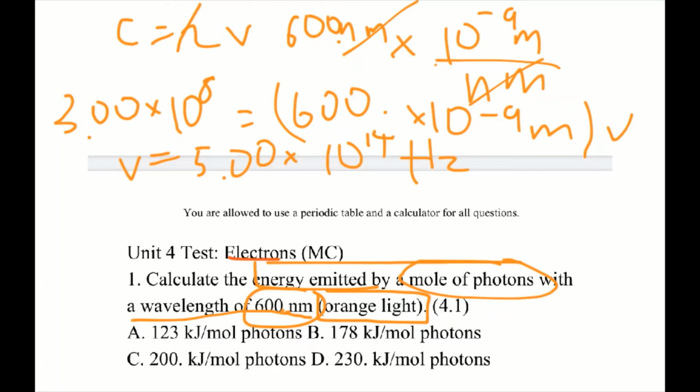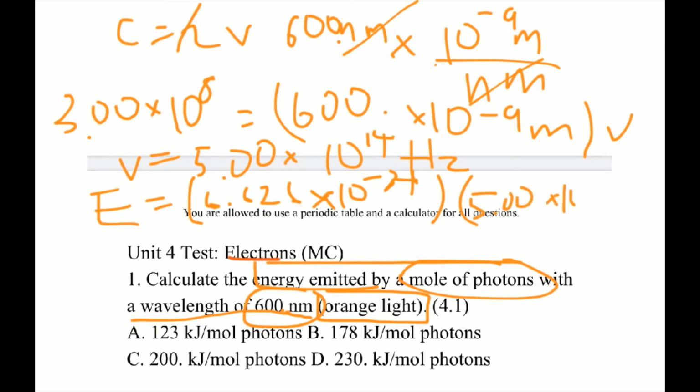Now, we have to find the energy for one photon. So, energy for one photon is equal to Planck's constant, 6.626 times 10 to the negative 34, multiplied by the frequency, which is 5.00 times 10 to the 14 hertz. Doing the math on my calculator, I get that the energy for one photon is going to be 3.31 times 10 to the negative 19 joules.